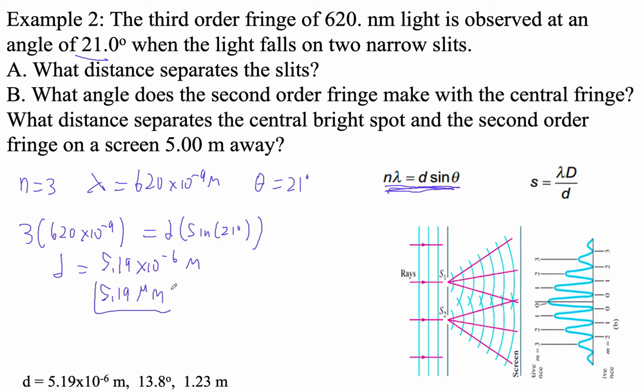The symbol for micro, it's cool. It's like a Greek M or something like that. Okay, so that is what distance separates the slits. We got that, right? Now keep that on your calculator because we'll use that to find B, okay? So it's 5.190196, et cetera, right? Okay. So let's do part B.